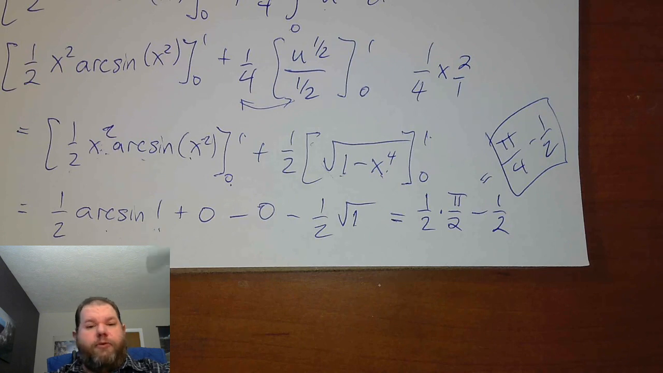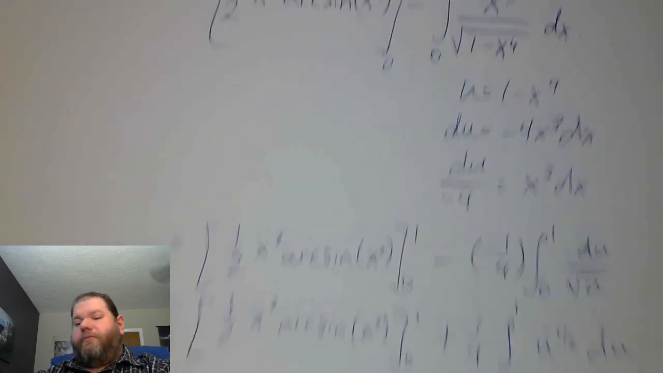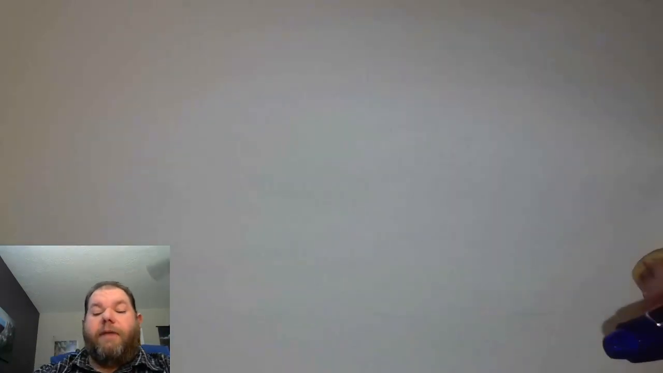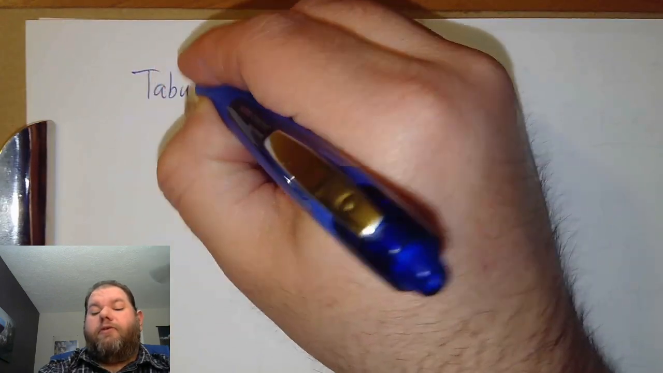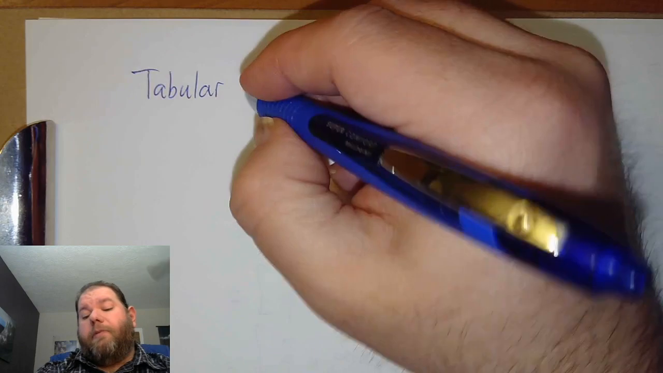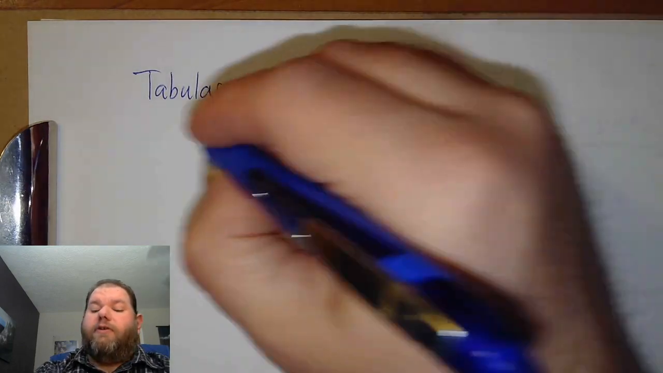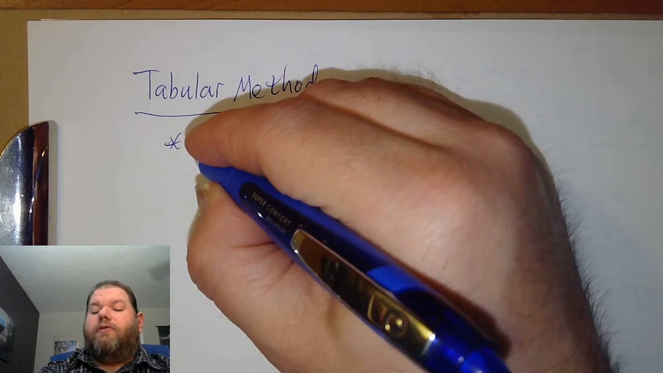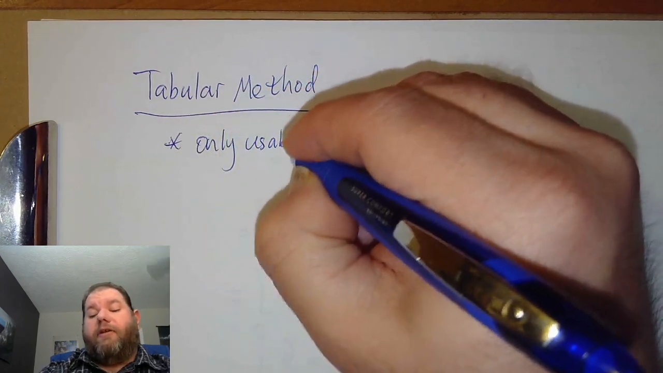There's one other thing that I want to look at today. This is what's called the tabular method. This is an alternate method for solving these integration by parts problems. The only catch is that it's only usable... that might be a better way of saying it.